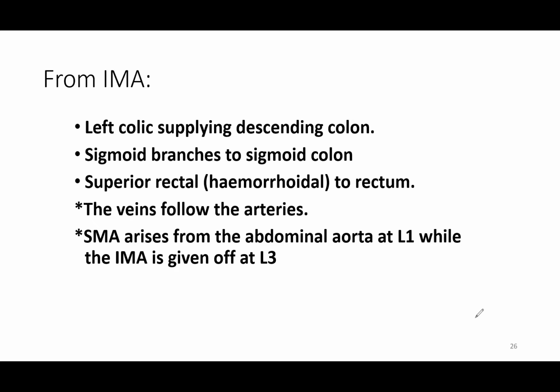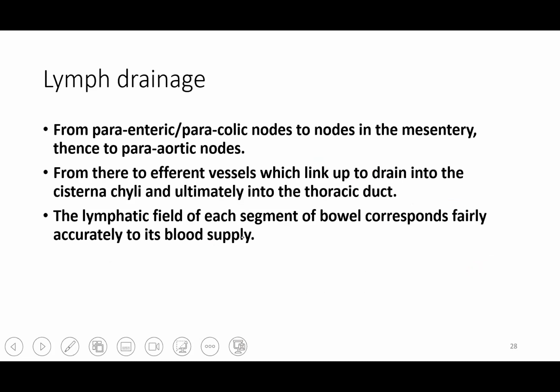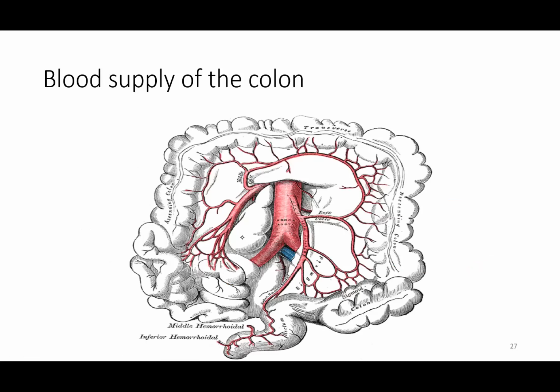The veins follow the artery. The superior mesenteric artery arises from the abdominal aorta at L1, okay? While the inferior mesenteric artery arises at the level of L3. Okay, this is all what we just described.